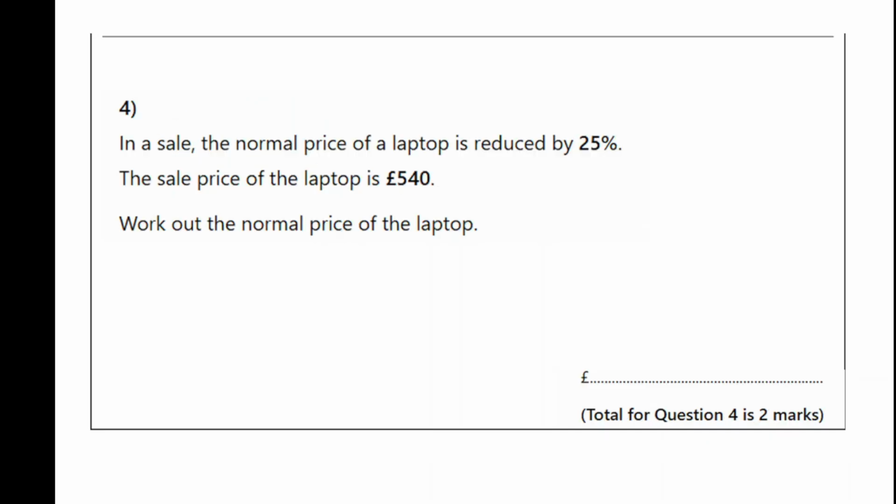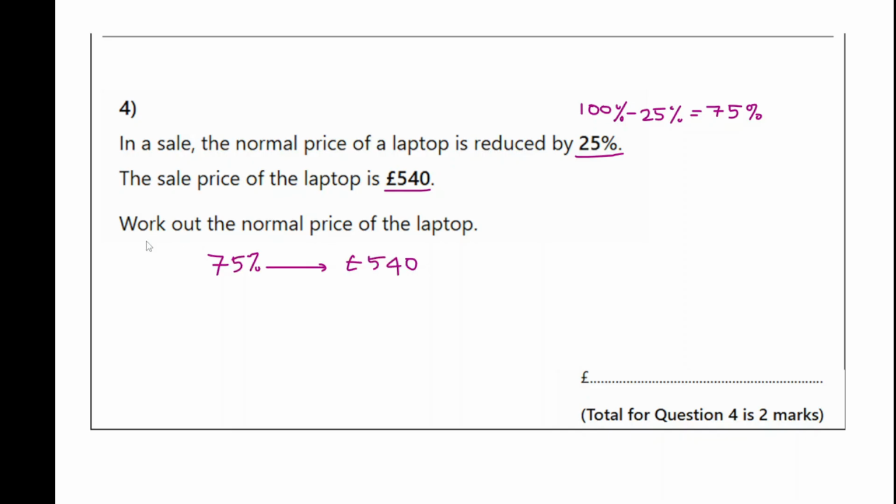Question number 4. In a sale, the normal price of a laptop is reduced by 25%. So it was 100% and the reduction is 25%. So you actually pay 75%. The sale price of the laptop is 540. Oh, so what that means is 75% is 540 pounds. What's the question?